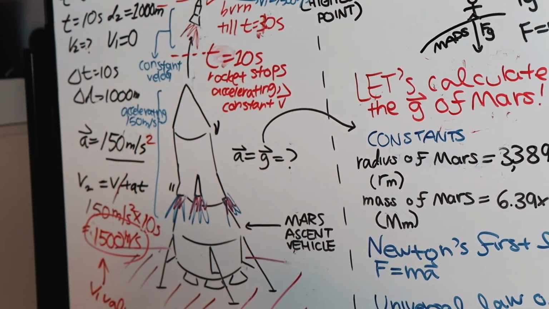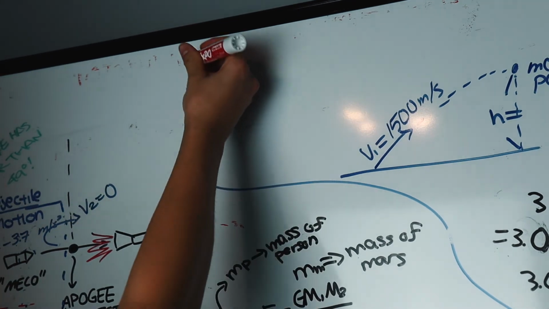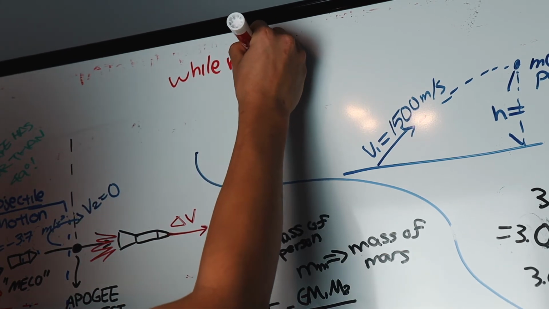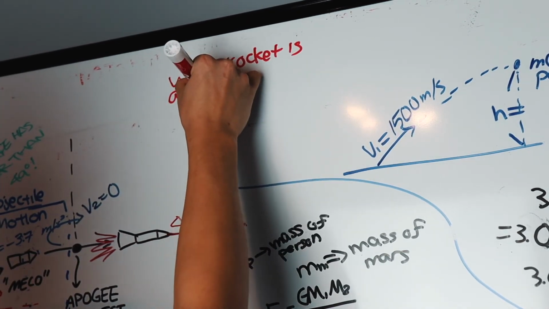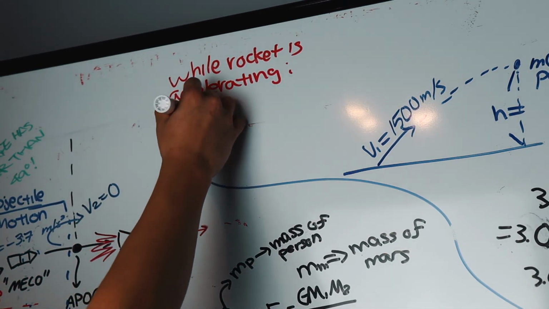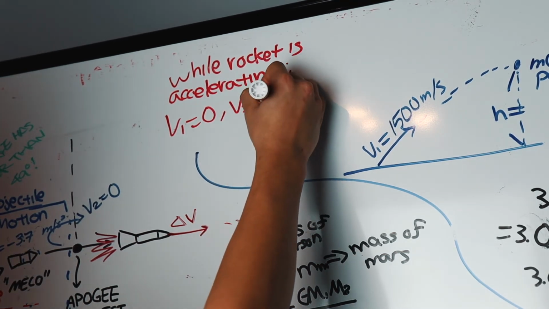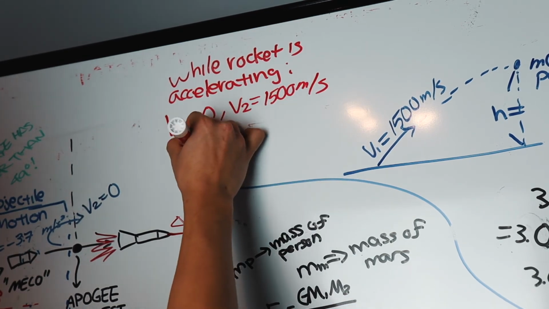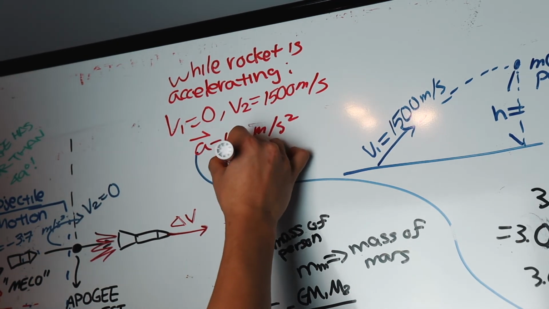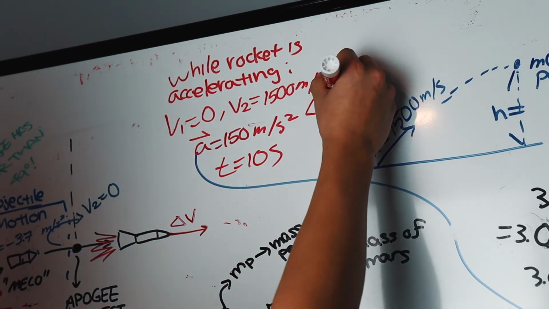As you guys can recall, it's a little bit tiring, I know, but hang on there. We can figure this out. While the rocket is accelerating, v1 is obviously 0, and v2 is 1500 meters per second. We also know the acceleration, which is 150 meters per second squared, and the time is 10 seconds. We have to find the displacement.